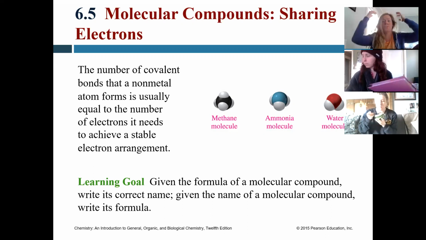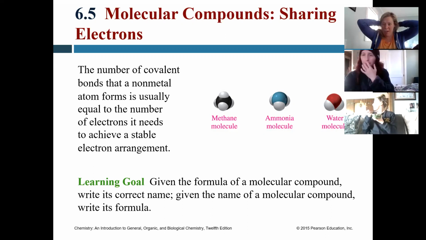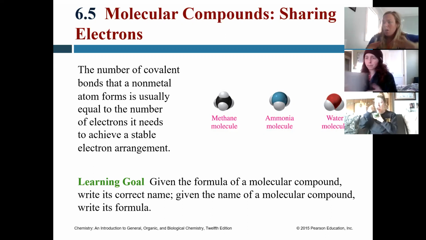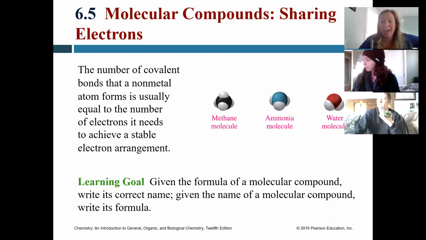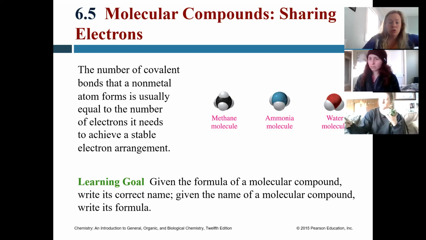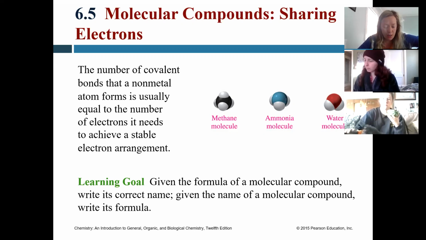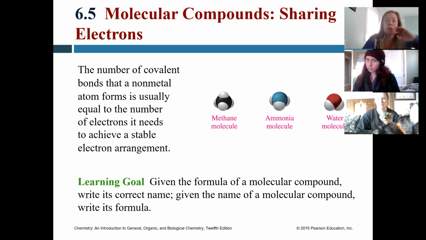And because they're not transferring electrons, there's no net positive, net negative charge. So they don't stick together like an ionic compound does. So we won't be doing any charge neutrality with this. So don't flip-flop charges, none of that stuff when you're working with molecular.